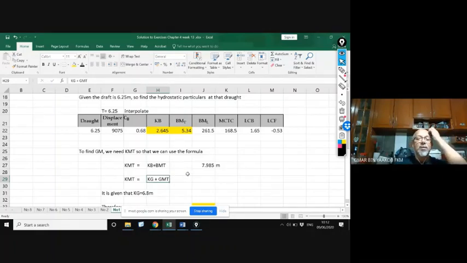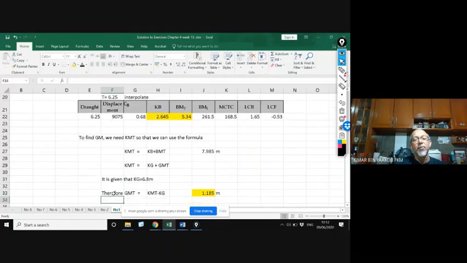All right. So it is given KG is 6.8, therefore GMT is 1.185. So quite easy enough. So the main point that you need to remember is how to use the hydrostatic particulars to get KB and BMT so that you get KMT, and then how you calculate to this formula that GM is KMT minus KG, which is this particular formula. So use these two formulas, right? So that's number one.